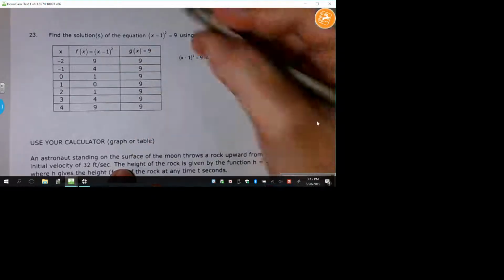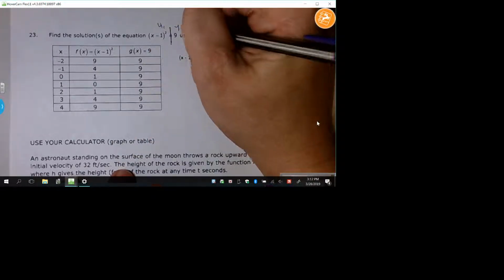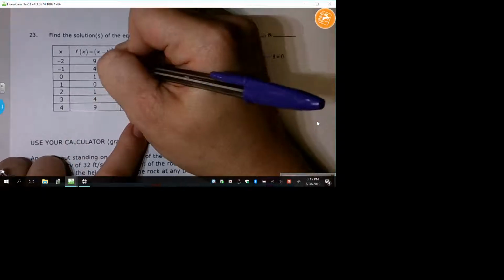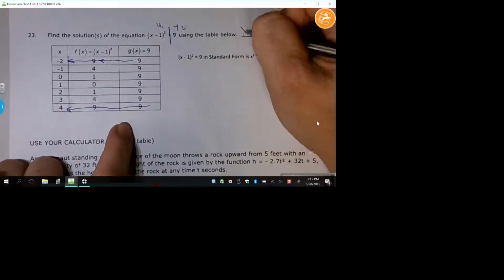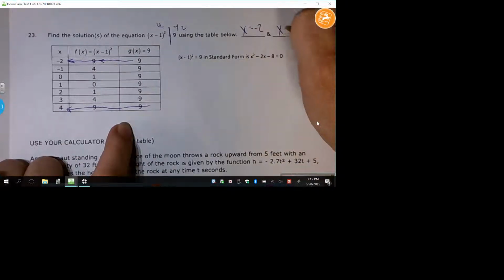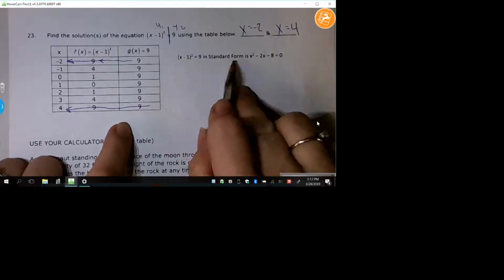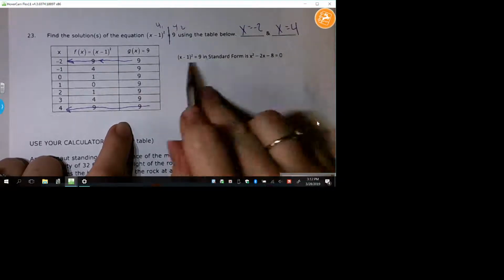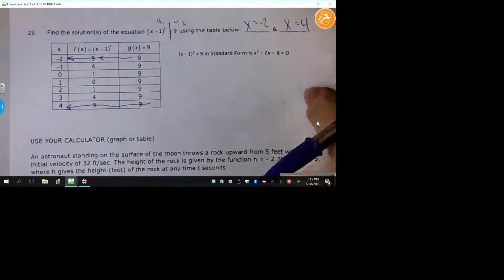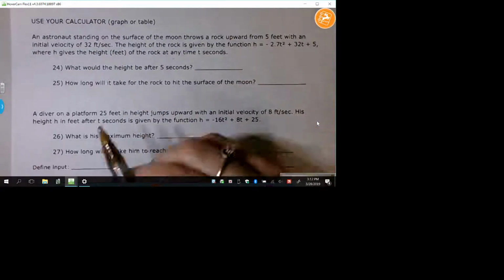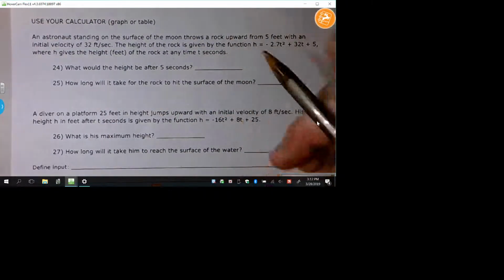Find the solutions of the equation using the table below. All they did was y1, y2, and we're looking for where they match. They match here and here, so x equals -2 and x equals 4. Now it says in standard form is this, so just letting you know, we're not quite dealing with all that yet, but it is that in standard form. Use your calculator, graph, or table.